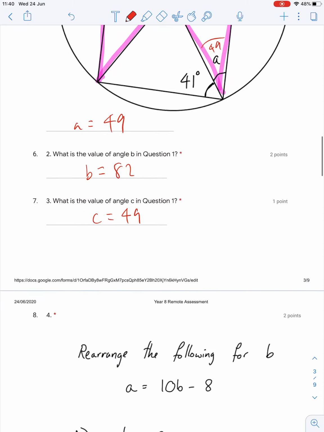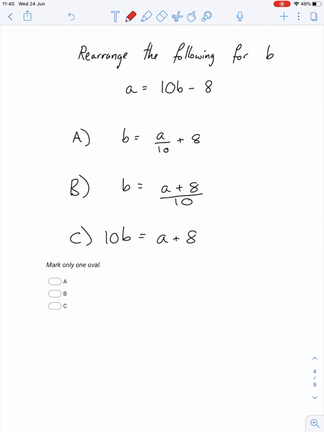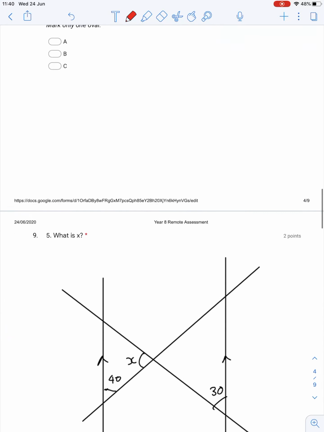Alright, let's move on to the next question, number 4. Rearrange the following for B. If A is equal to 10B minus 8, let's add the 8 first of all, and then divide by 10. So I think it's got to be this one, hasn't it? We're going to add 8 and then divide by 10. That's the correct order to do things. So B is the right answer there.